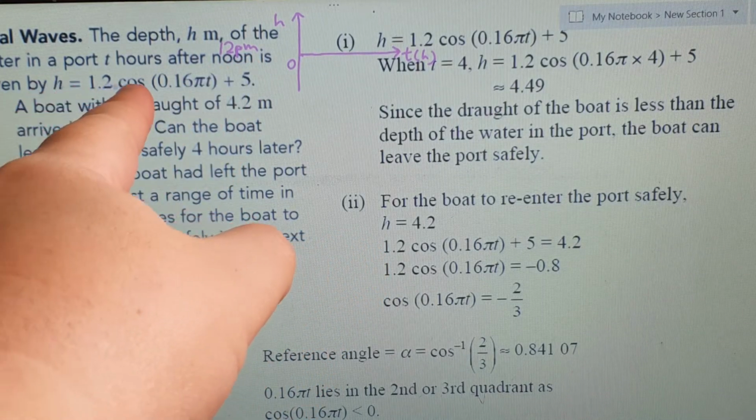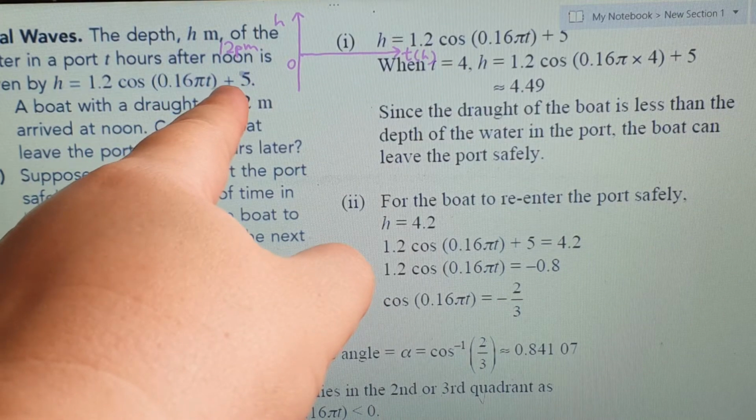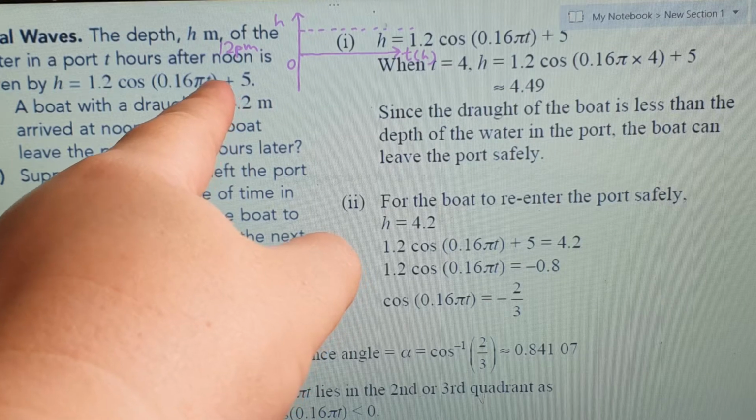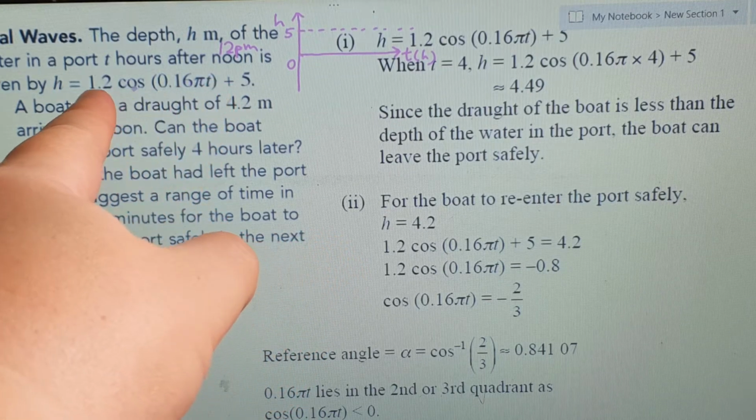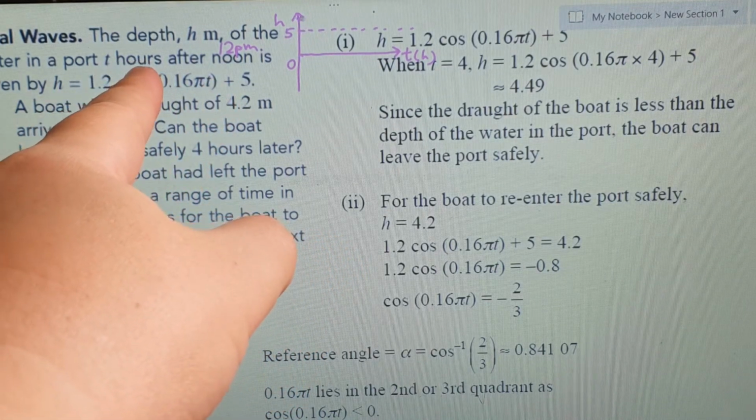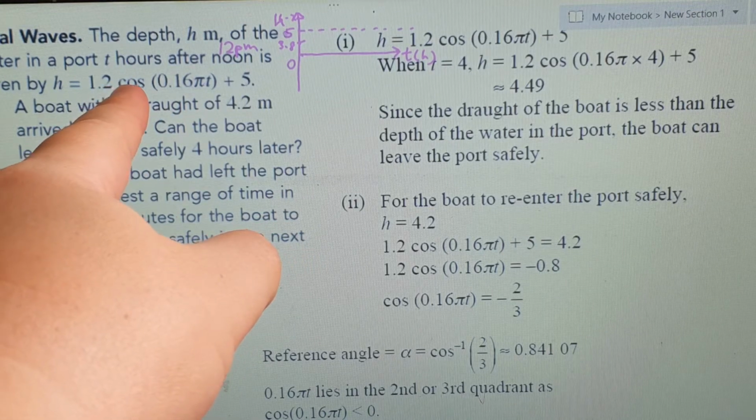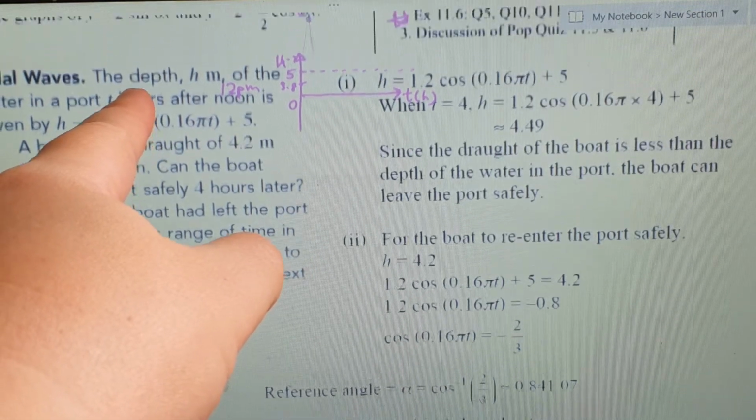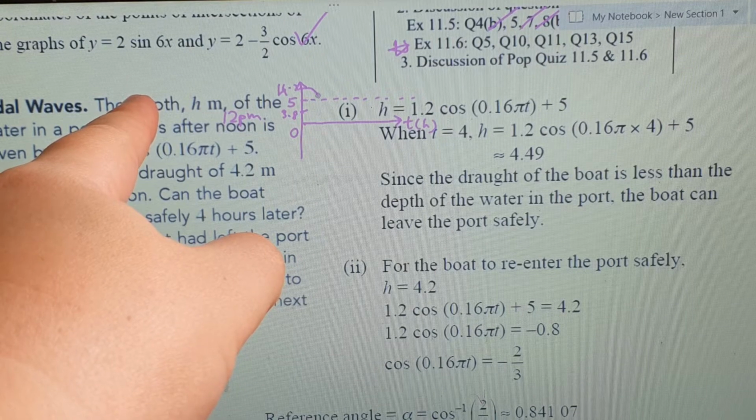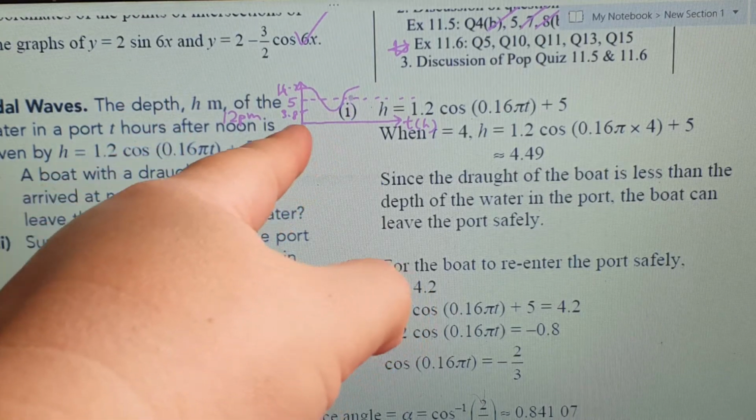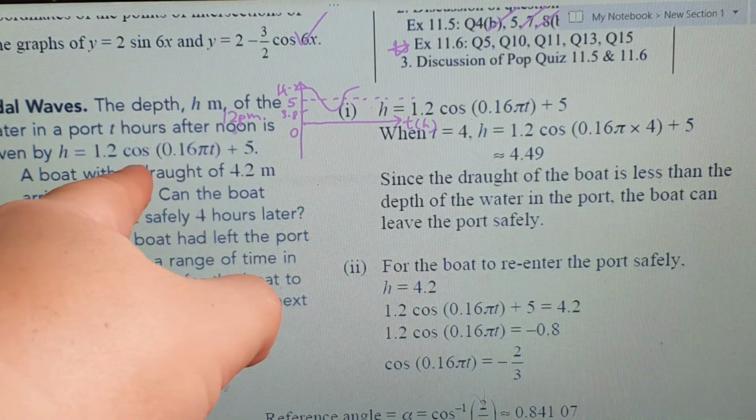Now, remember how to sketch this? We do the center line first, right? So you do the center line, and that will be 5. And then 1.2 up, so this is 6.2. This is 3.8. And then this is a cosine graph. So, quarter of a period, quarter of a period, quarter of a period, quarter of a period. Okay, so this is what the graph looks like.